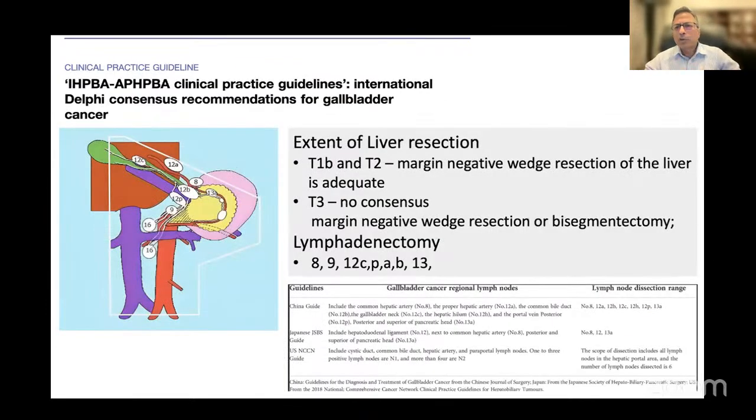So this is a wonderful paper which everyone should read. It is a clinical practice guideline by IHPBA and APHPBA. And this summarizes what we are talking about. So T1B and T2, your margin negative wedge resection is adequate. T3, no consensus, but it should be a negative wedge resection or bisegmentectomy. And lymphadenectomy, the extent of which we talked about, is basically hepatic artery, celiac, all the hepatoduodenal ligament along the portal vein, artery, bile duct, and the retropancreatic and superior mesenteric lymph nodes.